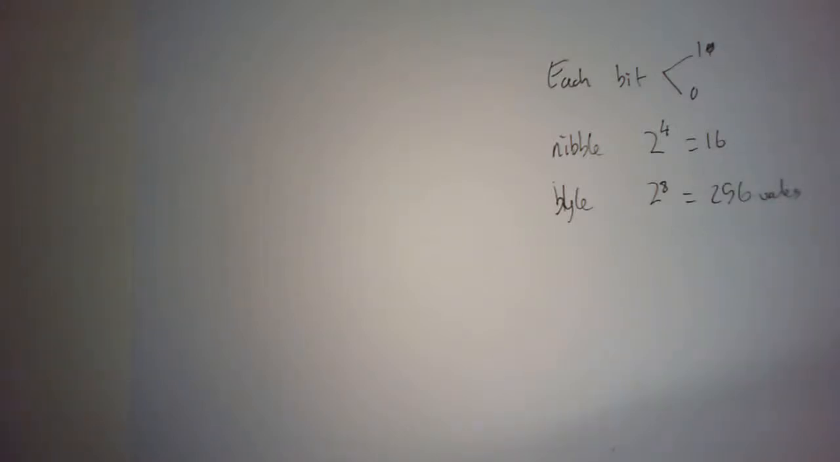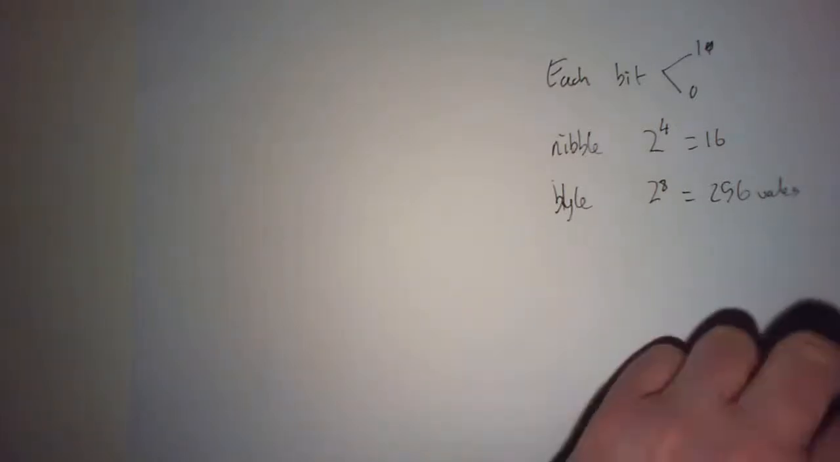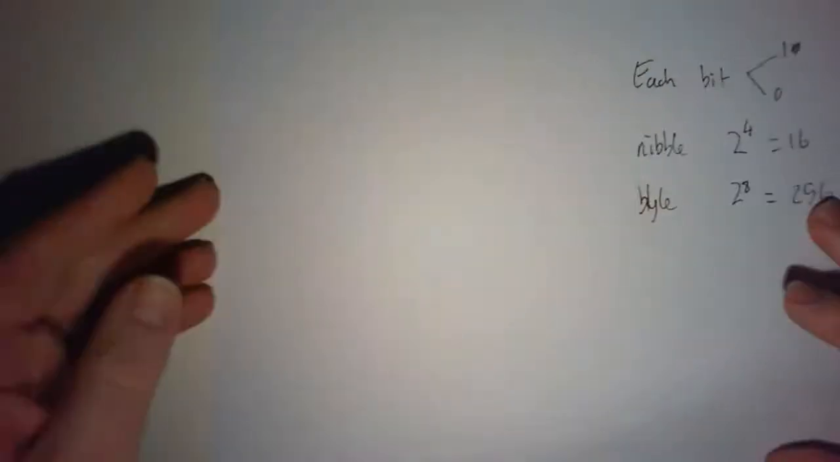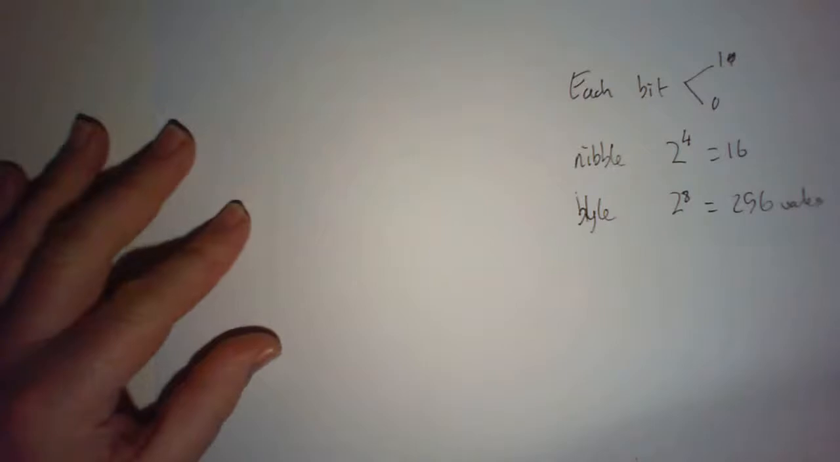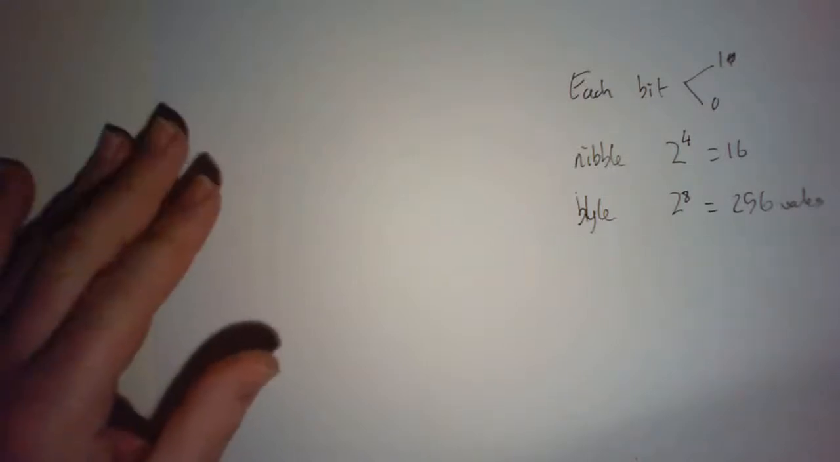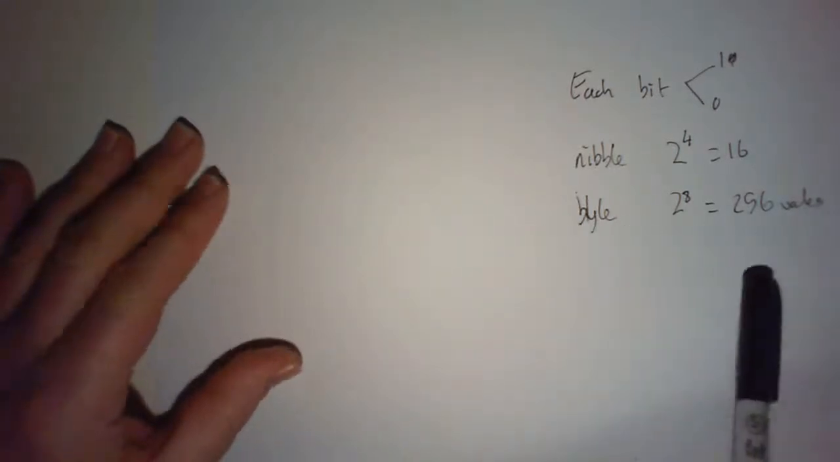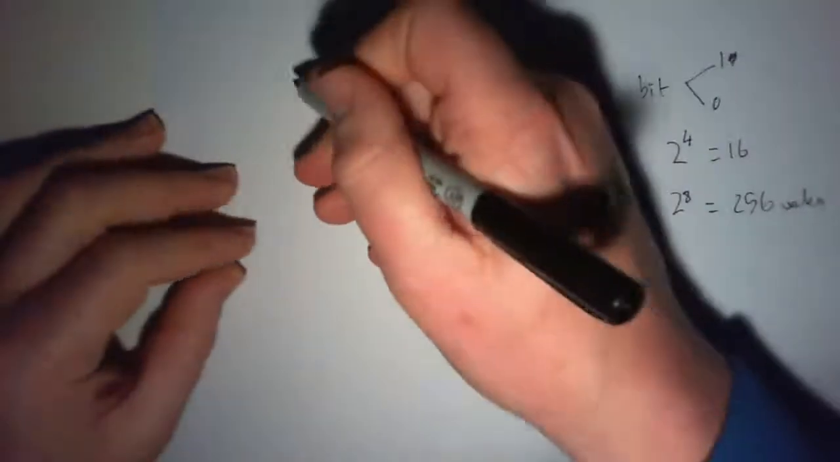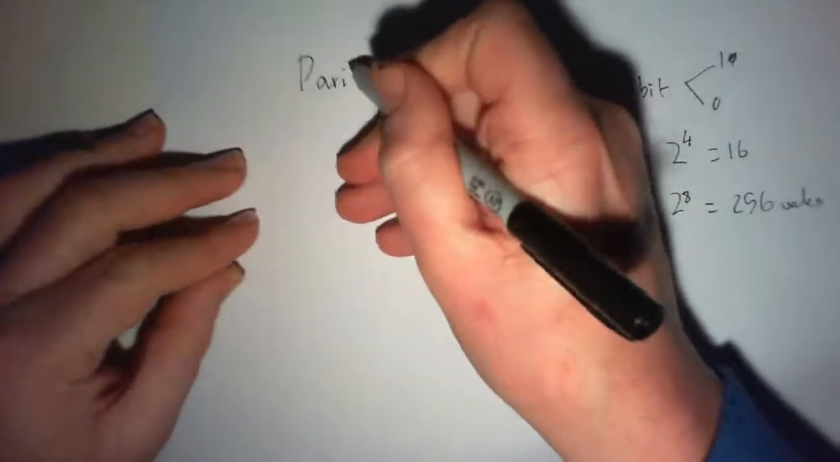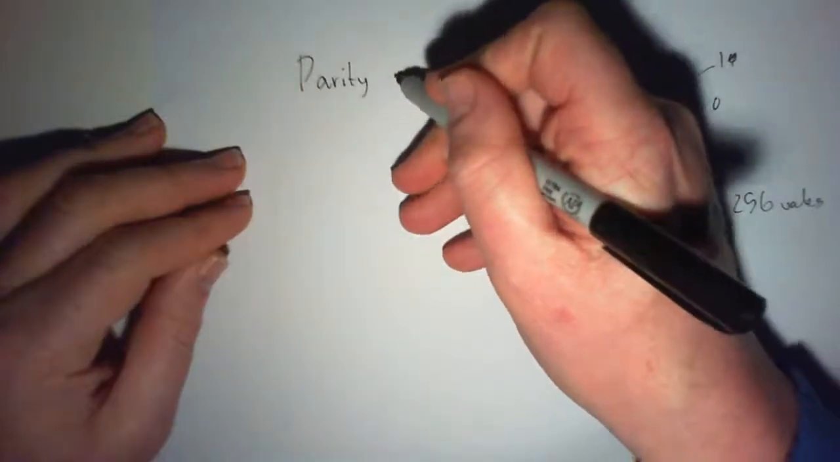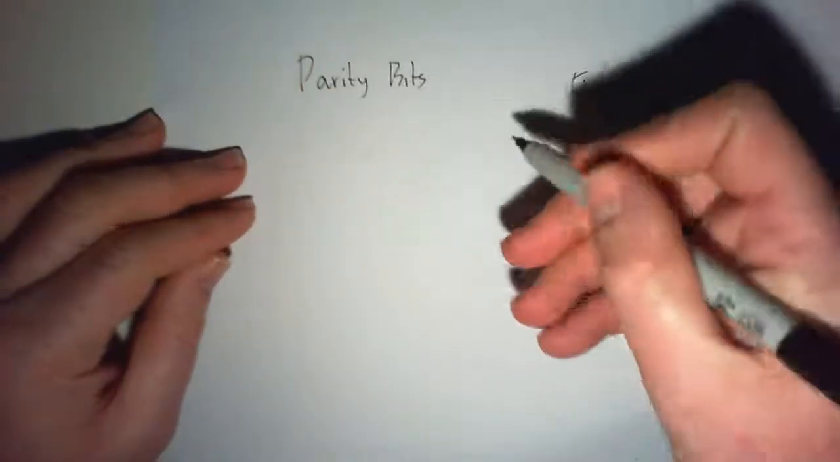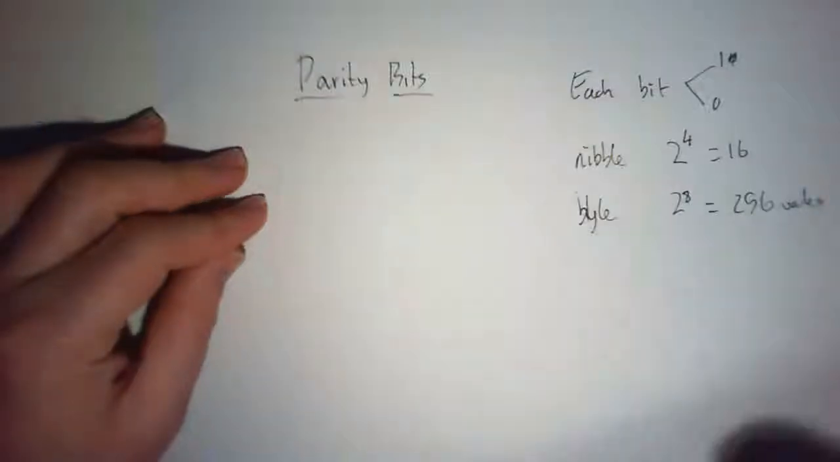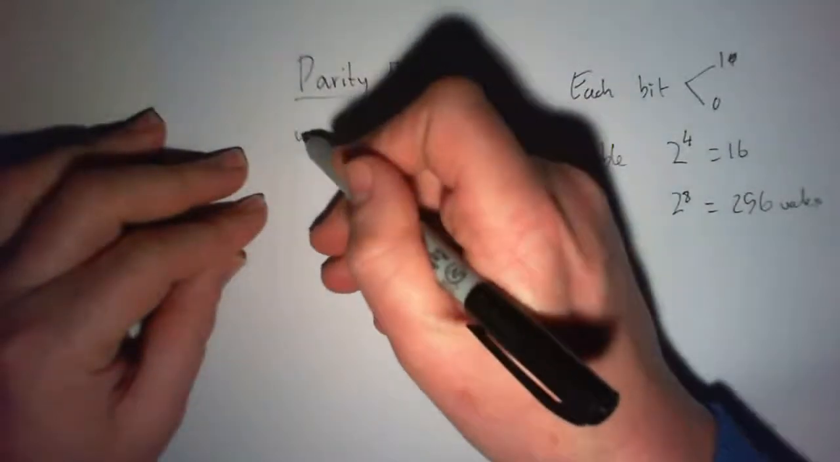Now I suppose that brings us on to another idea. One of the cool little things you can do with a byte is what are called parity bits. These are actually used to check errors.